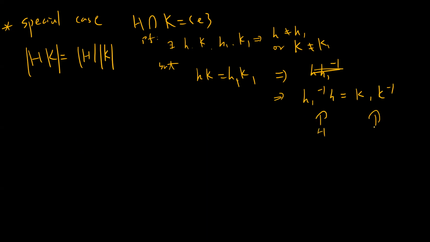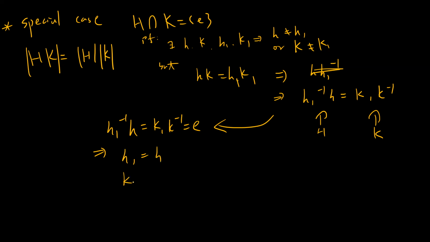But this belongs to H, this belongs to K, right? And their intersection is only identity, which tells you that H1 inverse H must be equal to K1 K inverse must be equal to identity, which tells you that H1 must be equal to H and K1 must equal K. So which just indicates our result, right? Because there's no collision. Okay.